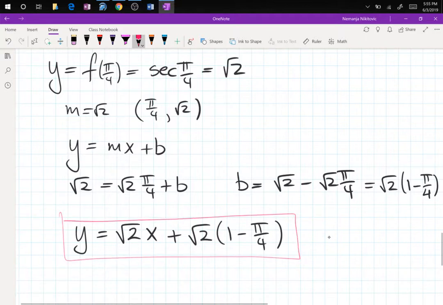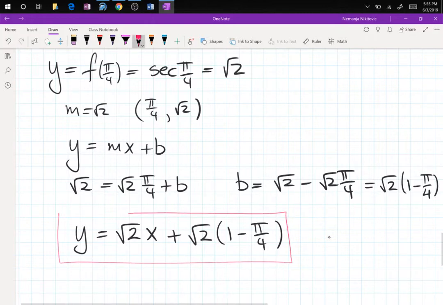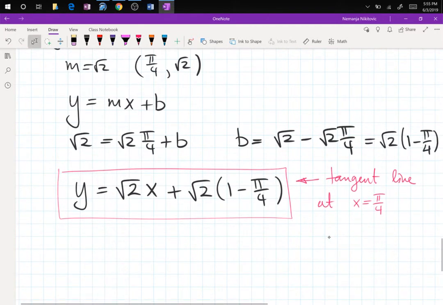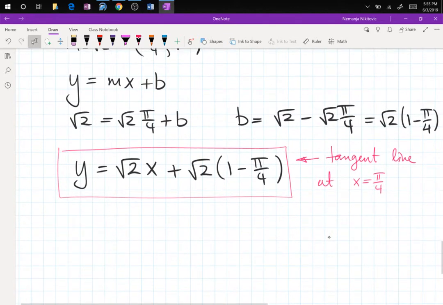Sure, you can get decimals and stuff, but no one cares. So this is the tangent line at x equals pi over 4. Okay, use our calculator to find the value of secant pi over 4. Yeah, it's gonna give you decimals, but it is what it is. I don't know. Secant pi over 4 will be 2.